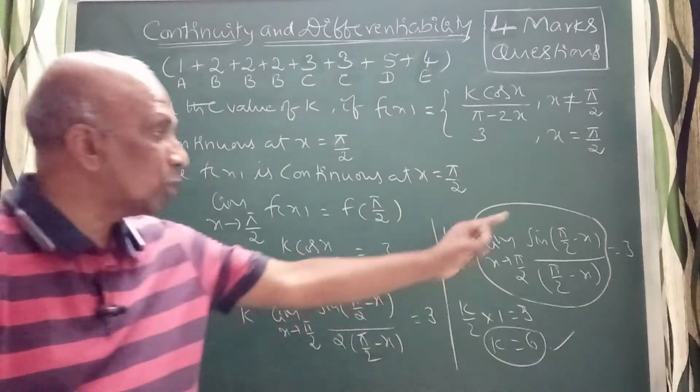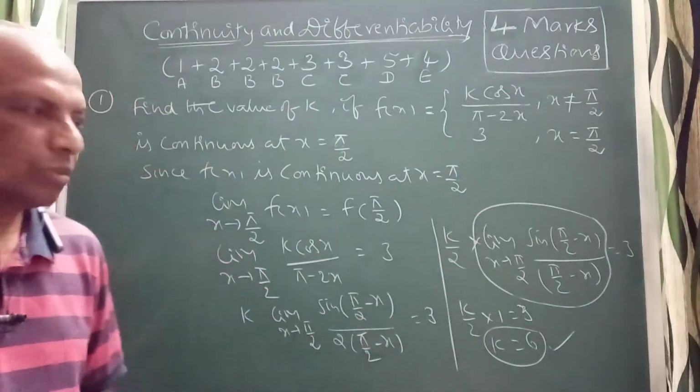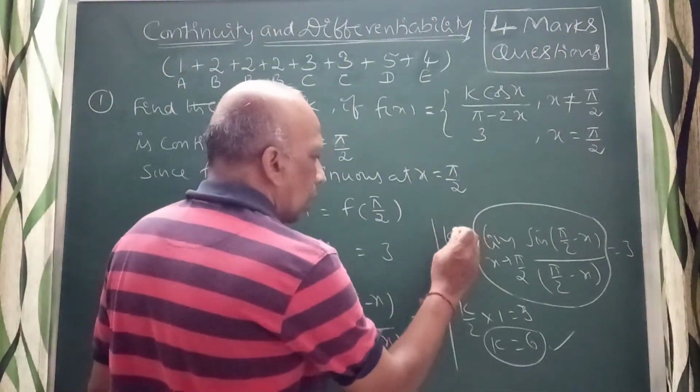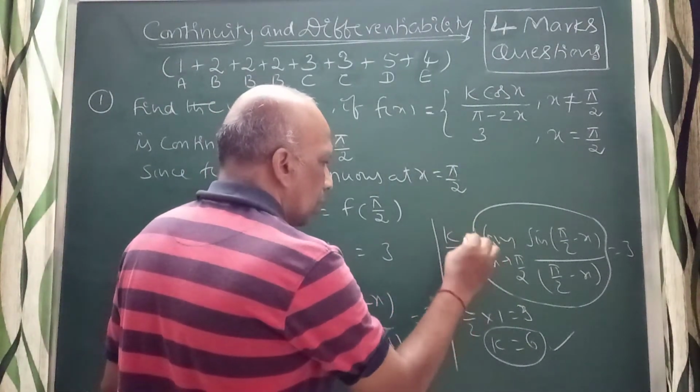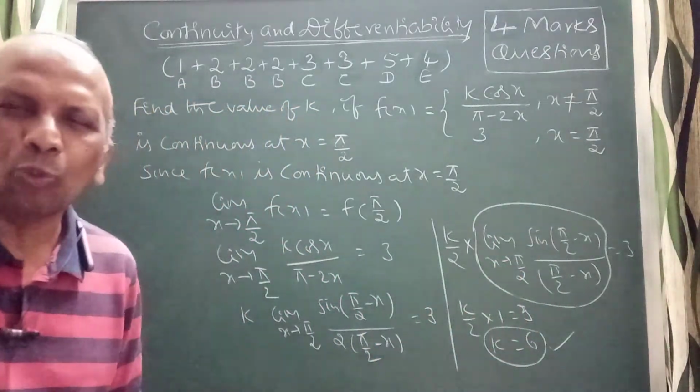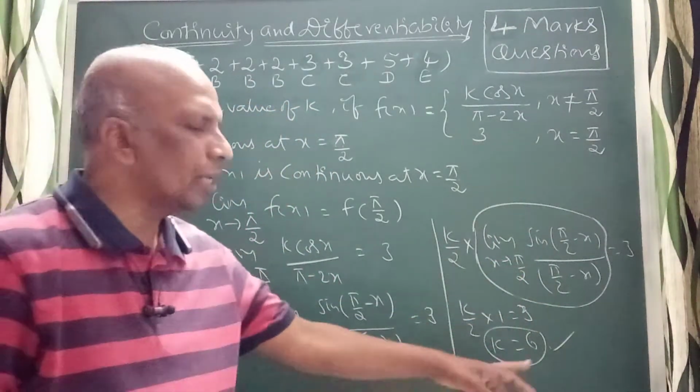Here it is k by 2 into this limit, and this value is 1. Don't get confused: I have taken k by 2 outside, and this limit is 1. So k by 2 into 1 is 3, and k is equal to 6.